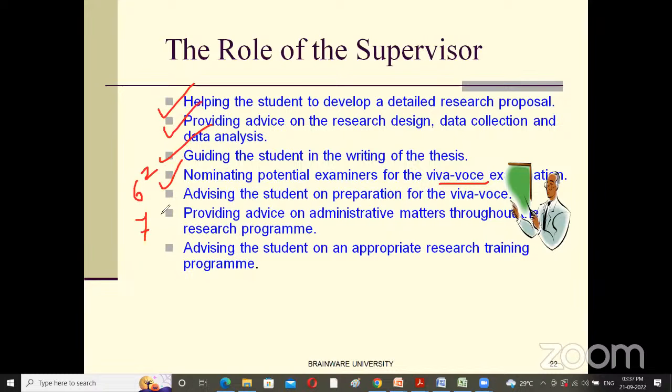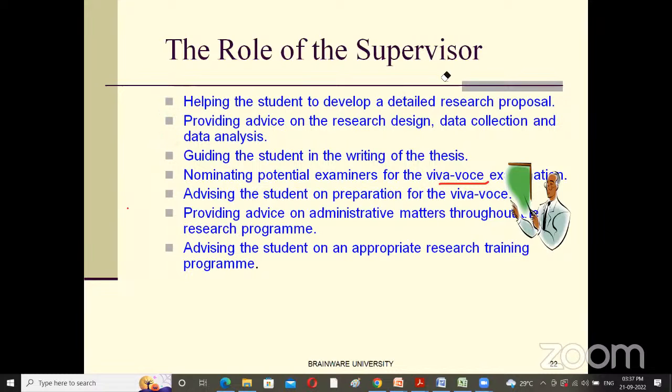Out of that, as per UGC regulation, it is 2 ultimately, and 1 the supervisor himself or herself. So total there are 3 examiners or adjudicators out of the list of 6 or 7. So supervisor is one of the examiners. So this is also one of the important roles.